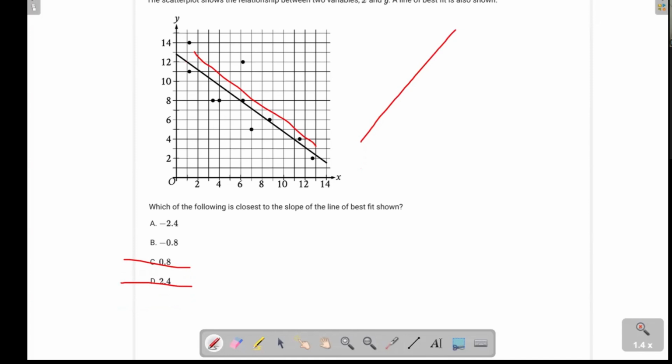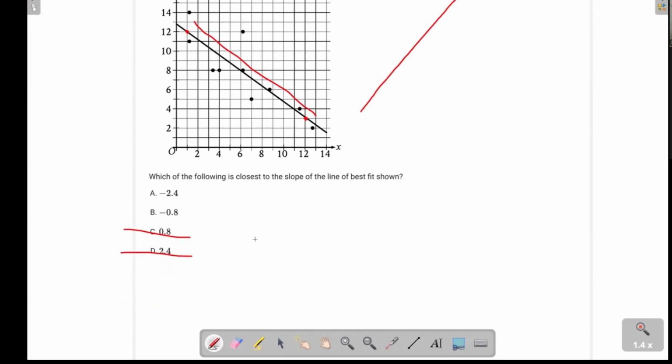So let's take 2 points that are defined. Let's take this one, which is going to be at 1, 12. And then let's just have a greater spread. Let's take this one at 12, 3. Slope is change in y over change in x. Our initial x value is going to be at 1. Our final is going to be at 12. And then our initial y value is going to be at 12, and our final y value right here at 3.